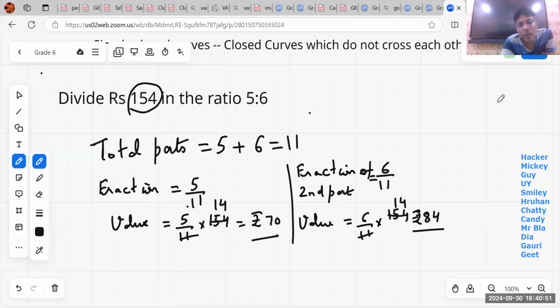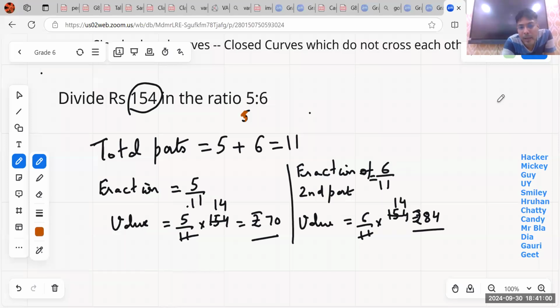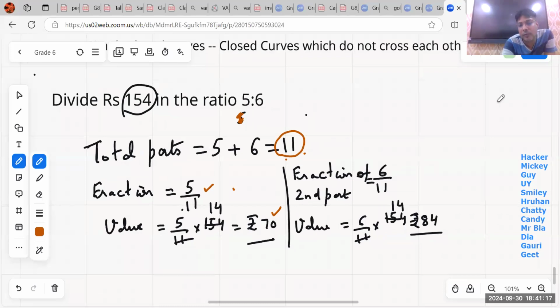Now I explained one more method when we did this. Let me explain one more time. At the end you will write 70 and 84. Correct? So my total ratio parts are 11. Any confusion in this? No, sir. Fraction value, total ratio parts, fraction value. These are the three steps.